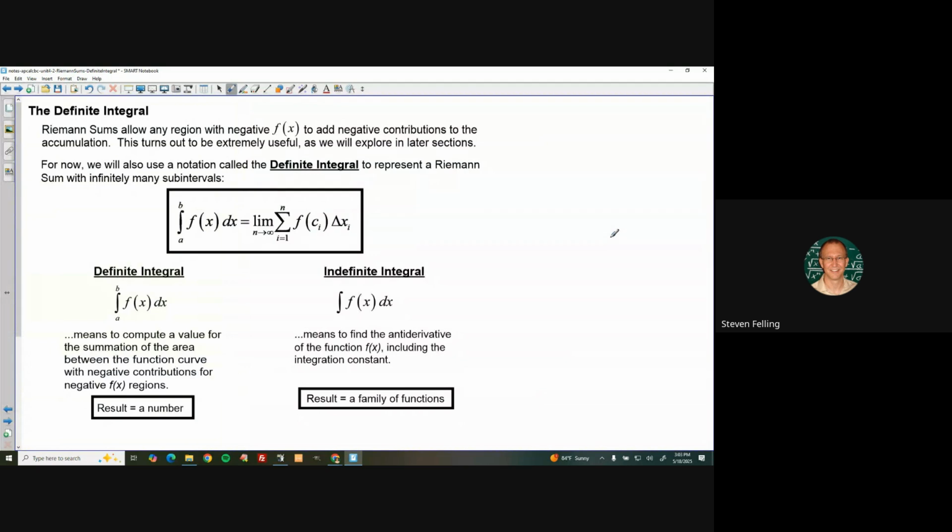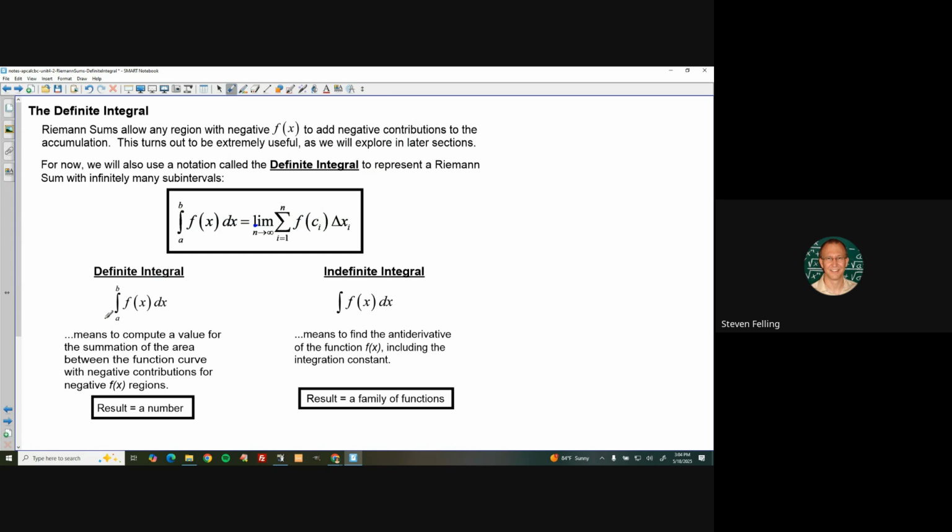Okay, so the Riemann sum allows any region with a negative f(x) to add negative contributions. That turns out to be really useful. For now, we're just going to use a notation that we call the definite integral to represent this Riemann sum if we're using an infinite number of subintervals. So if you were to imagine that you took an infinite number of rectangles, we're going to use the symbol for the smooth sum from some starting to ending value. The rule for the height is going to be f of x, and the delta x is going to be this. So when we use this, we're essentially not doing the trapezoidal rule anymore. We're definitely saying it's rectangles, right?